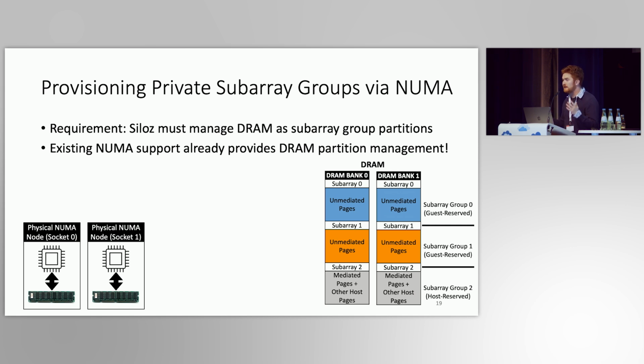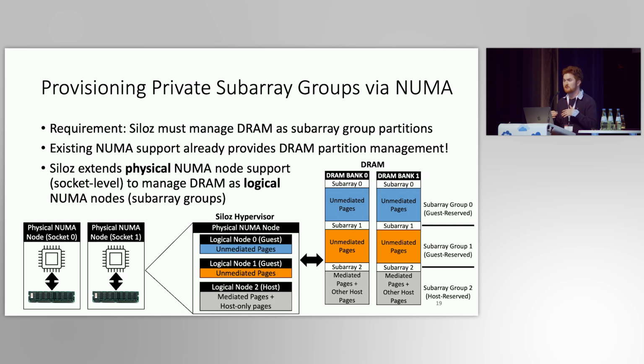And so rather than reinvent the wheel with Siloz here, we simply abstract a logical NUMA layer atop this physical NUMA layer and maintain a mapping so that we can preserve the original physical NUMA optimizations. And so what happens here is that each subarray group is simply presented as a logical NUMA node that can now be assigned to a guest and reuse the rich and robust infrastructure that Linux has in place for managing NUMA nodes.